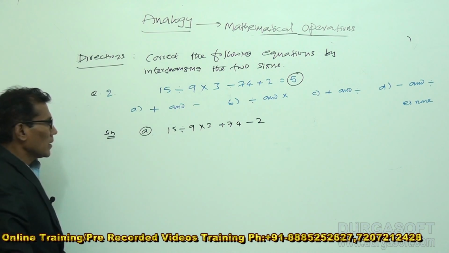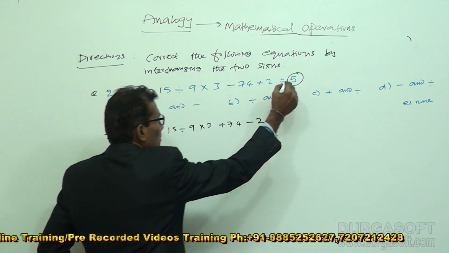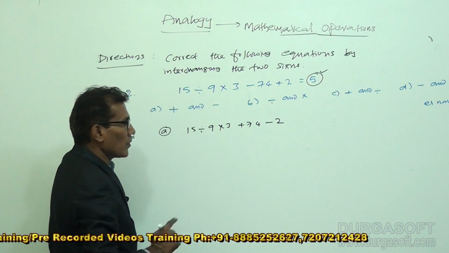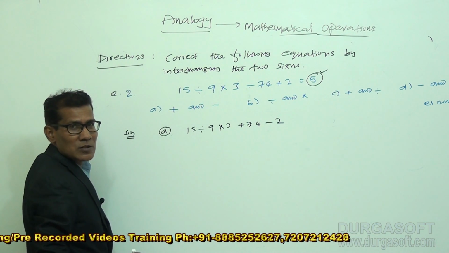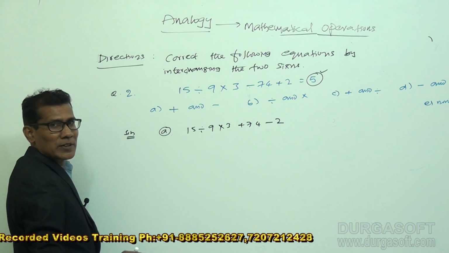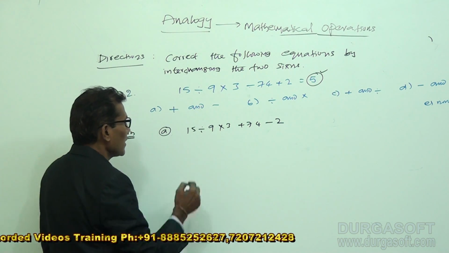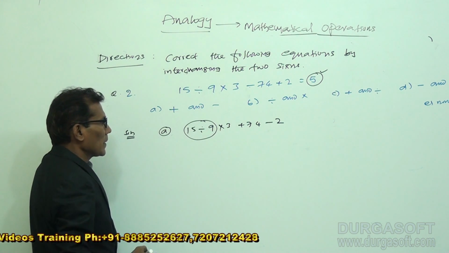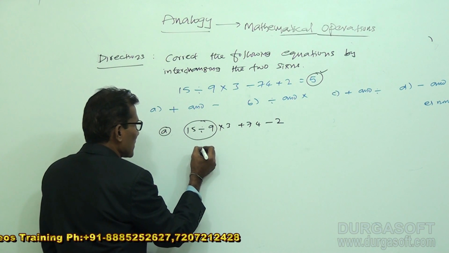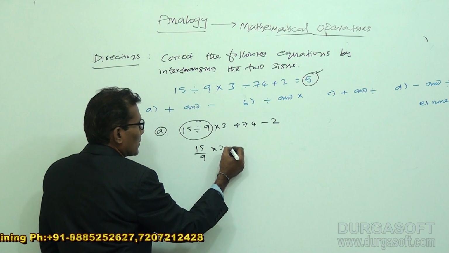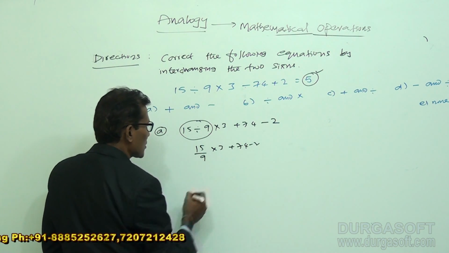Here very clear, our result must be an integer. According to the DMAS tool, I am avoiding BO in the BODMAS tool, just removing BO. Why? Because there is no bracket at all. So DMAS we remember. DMAS in the sense division is the first. Here very clear, the division 15 divided by 9. Let us see what happens here. This is 15 divided by 9 into 3 plus 74 minus 2.